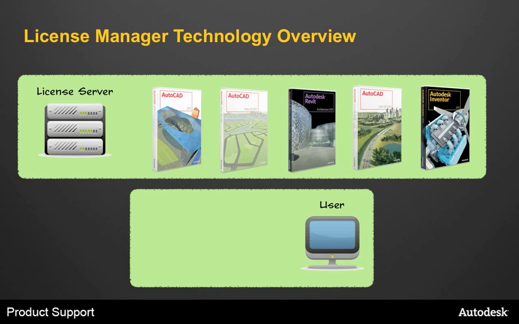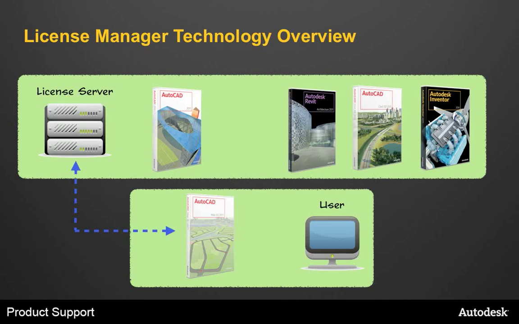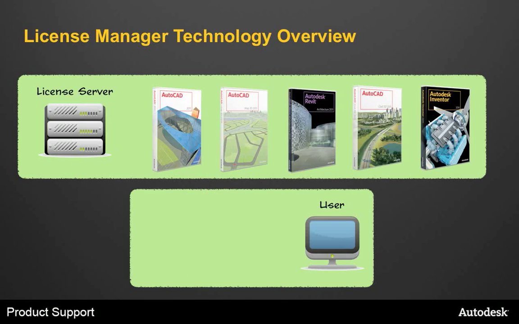Let's look at the basic workflow. A user launches a network license product, and that product makes a request to the License Manager for a license. The License Manager checks the available number of licenses for that product, and if a license is available, then it's granted to the requesting client. During operation, the product periodically notifies the License Manager that the license is still in use. When the product is closed on the user's machine, the license is returned to the license pool and is now available to others. Now let's take a look at what's in a license file.